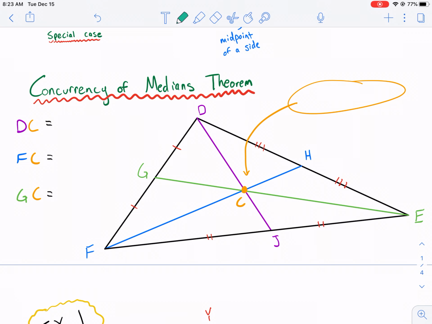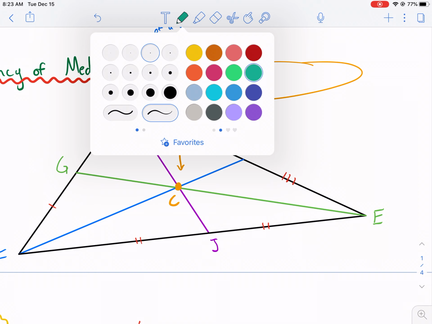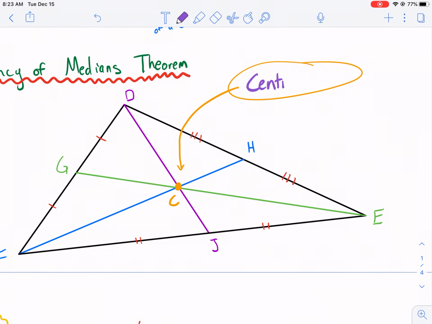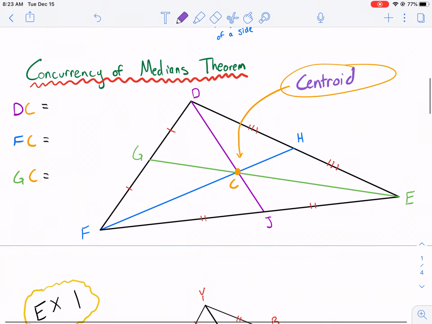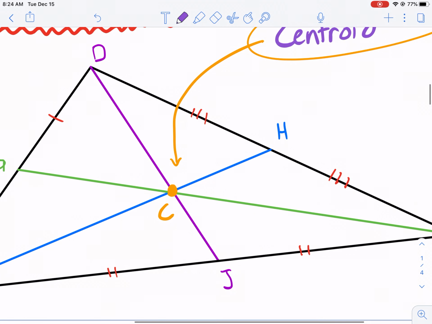Concurrency of Medians theorem. Now, they all meet up at a special place, and that special place is called the centroid. Isn't that a cool name? It's called the centroid. All right, now, the centroid is where all three medians meet up, and then it creates a special property. Now, the special property is that the lengths hit each other in a special spot. So if we're looking at the purple line, the purple line is composed of DC plus CJ. This purple line is split into a specific ratio.